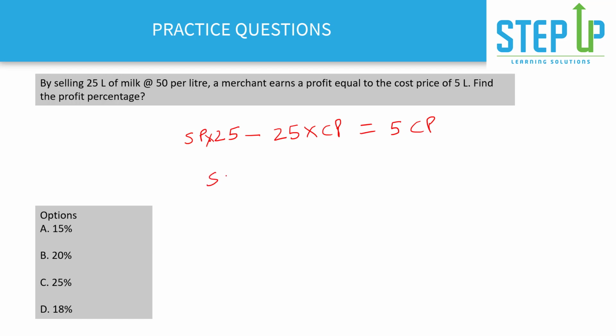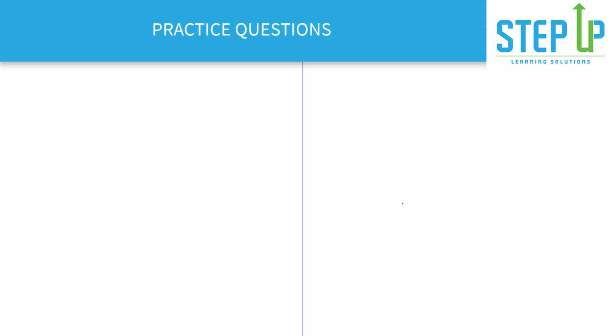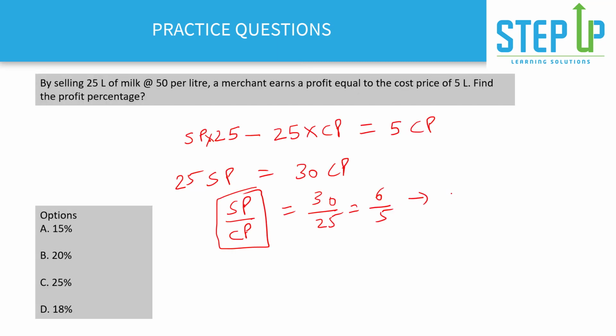Now, can I calculate my 25 SP equals how much? This 25 goes this side. This is 30 CP. That means I can again get my very important ratio SP by CP, and this comes to 30 upon 25. I can also write it as 6 by 5. 6 by 5 meaning what is my profit percentage? It is 1 by 5. 1 by 5 is nothing but 20%. So this is again a 10-second question.